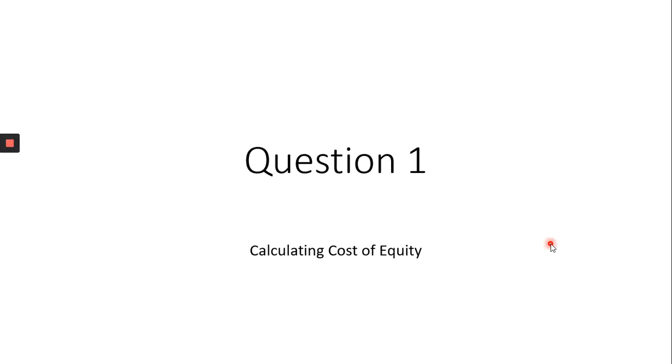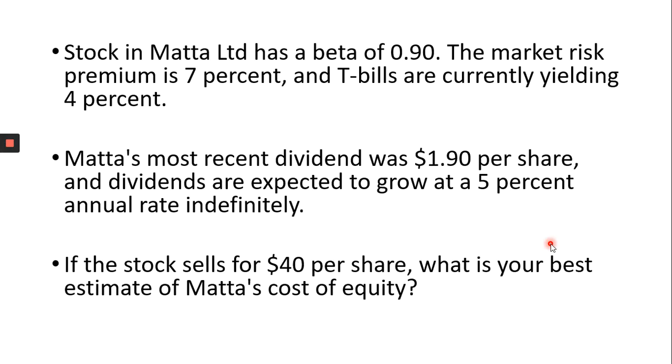Let's discuss the first question in tutorial 11. In this question, we will be calculating the cost of equity. The question is: stock in Meta Limited. This company has a beta of 0.90. The market risk premium is 7%. The T-bills are currently yielding 4%.